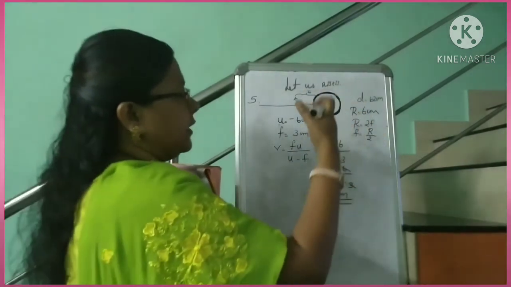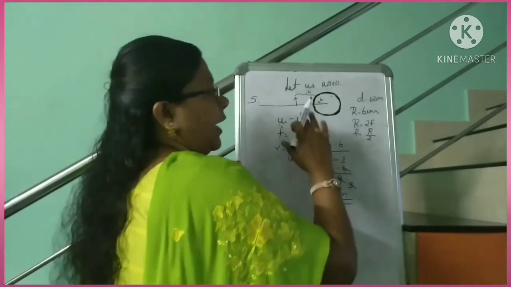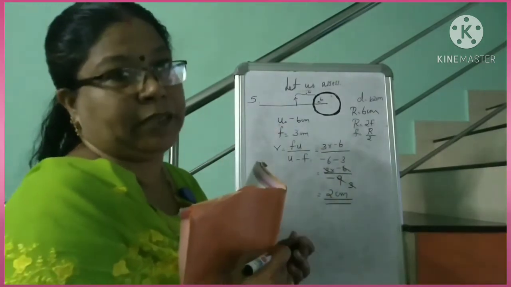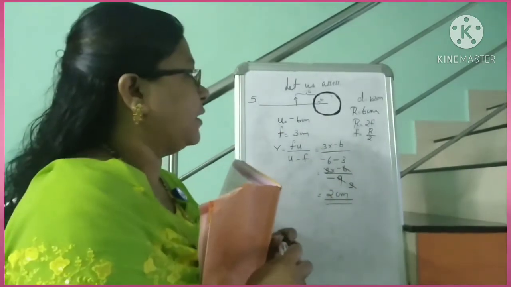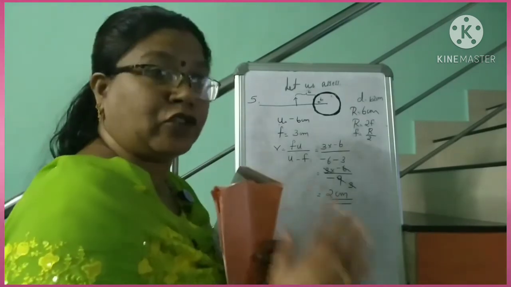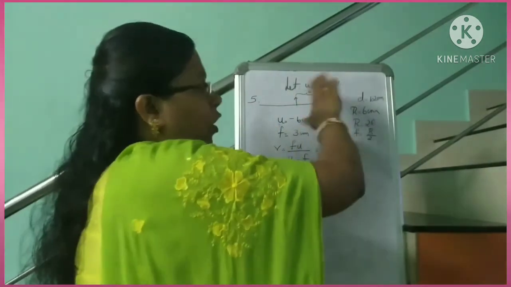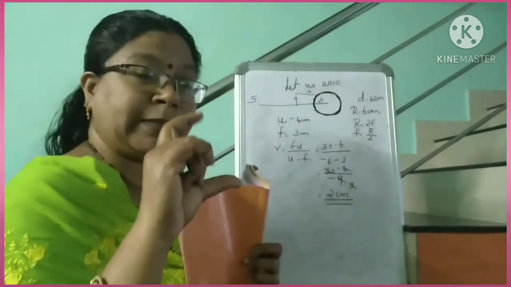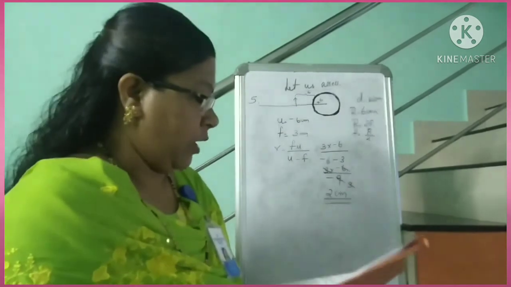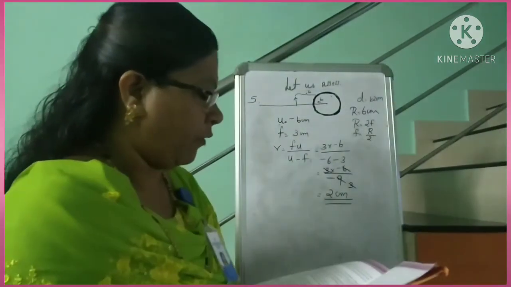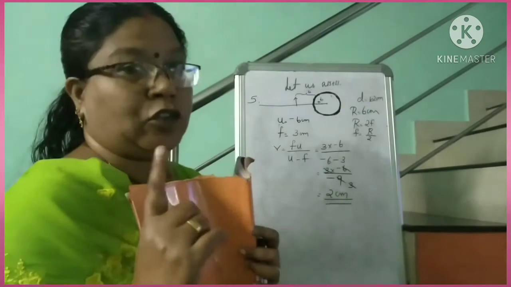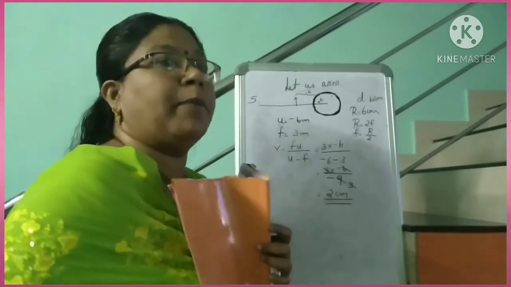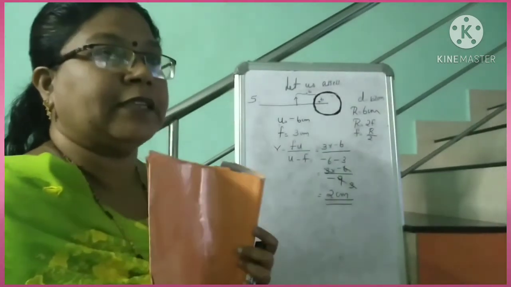So since v is positive, it is got inside the mirror. Inside the mirror means it is a virtual image. Understood? Inside, since v is positive, it is a virtual image, and since the ball behaves like a convex mirror, the image will always be a diminished one. So the question is, is the image real or virtual? Image is virtual. Understood? So you should draw the figure and then do the problem. So this is the answer of the fifth question.